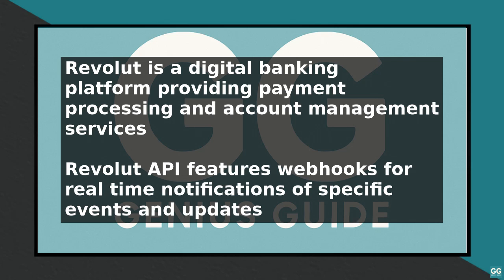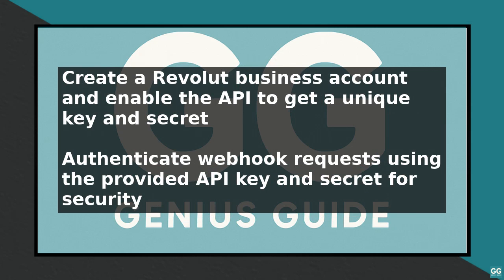Next, you need to choose the events you want to receive notifications for, such as payment receipts or account updates. Revolut provides a range of events that you can subscribe to, and you can select the ones that are relevant to your application. Once you have chosen your events, you need to set up a webhook endpoint.